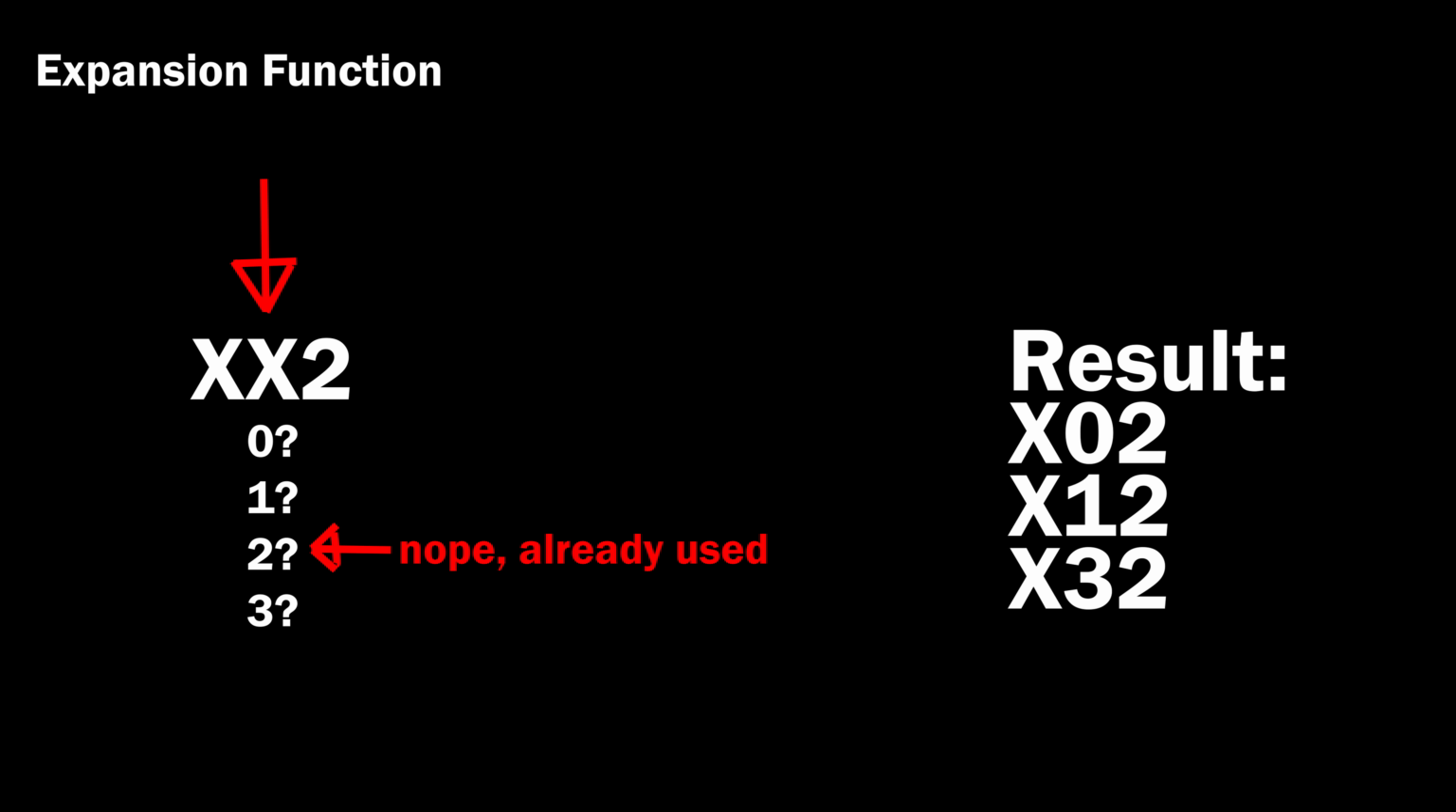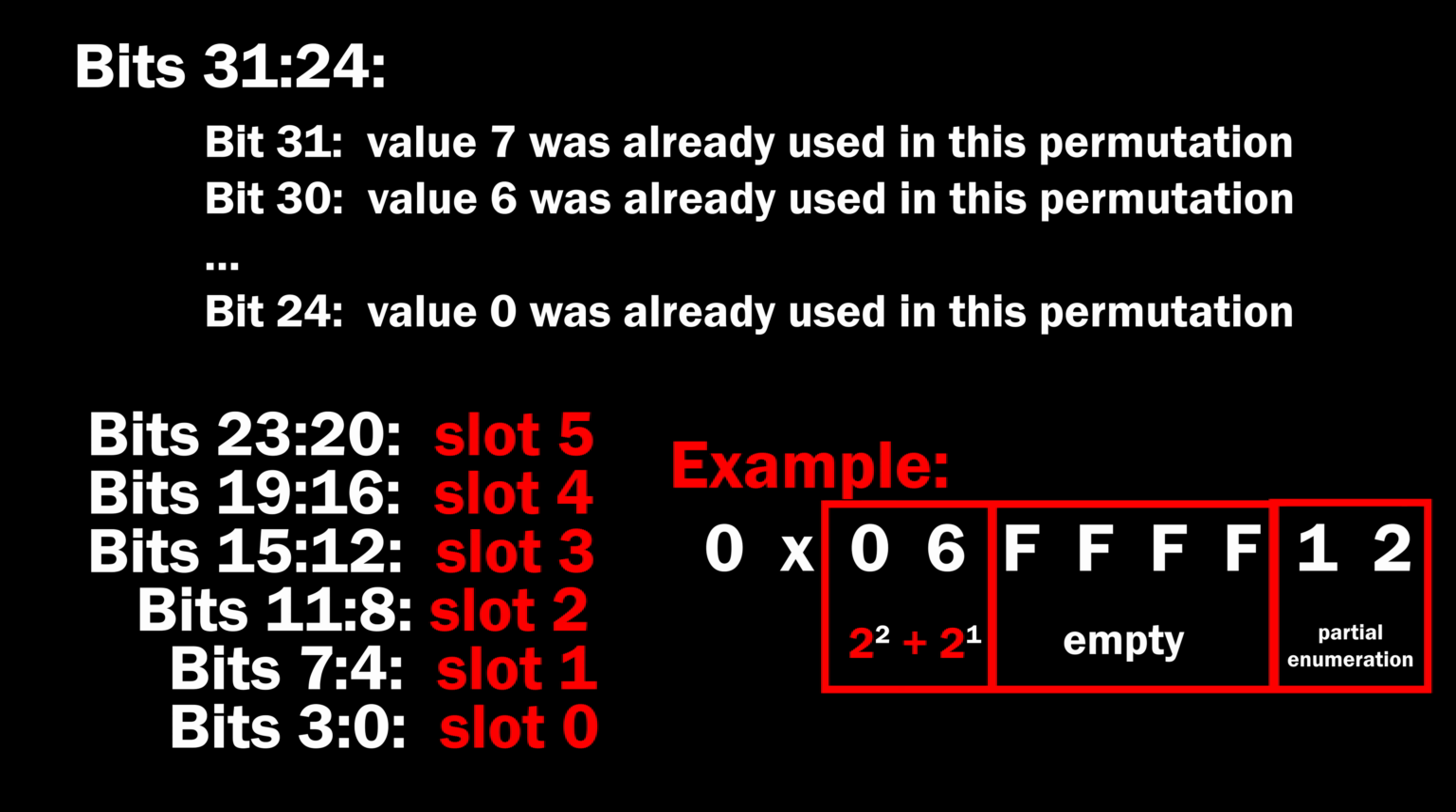In our program, to simplify things, our permutations will be 32-bit values, or 8 hex digits. Each slot will comprise 4 bits, or 1 hex digit. And we'll use the leftmost 8 bits, or 2 hex digits, as a bit vector that represents which values have already been slotted in the value.